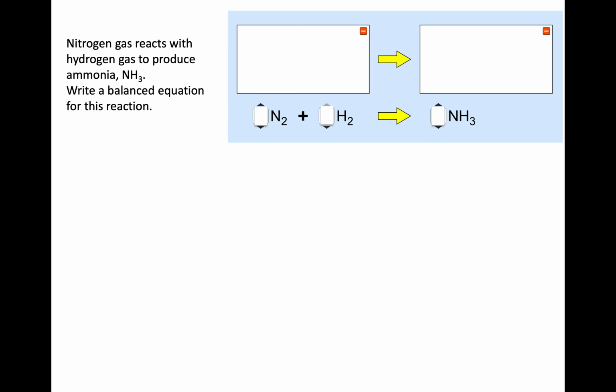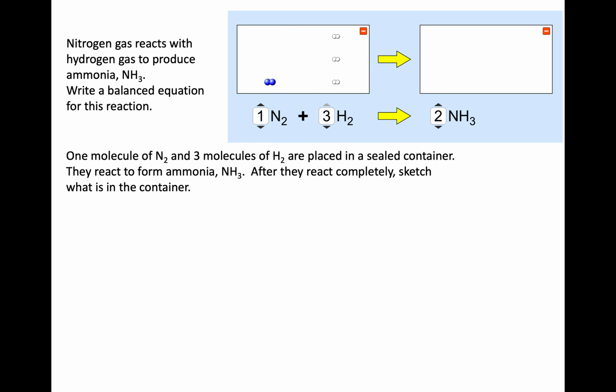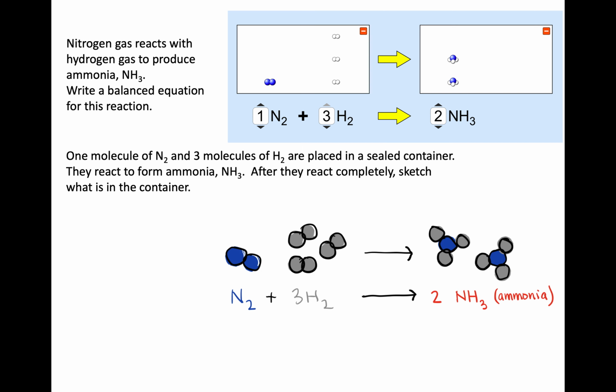coefficients communicate. Within that same PhET sim, there's an opportunity to explore different chemical reactions. This would be a balanced one where we're combining N2 and H2, put them in a sealed container to form ammonia. After they react completely, sketch what's in the container. This would be a student's work on this particular question. This one right here is actually more difficult than you might imagine. More difficult because students struggle with what the different coefficients mean, especially here where it's being shown with the products.